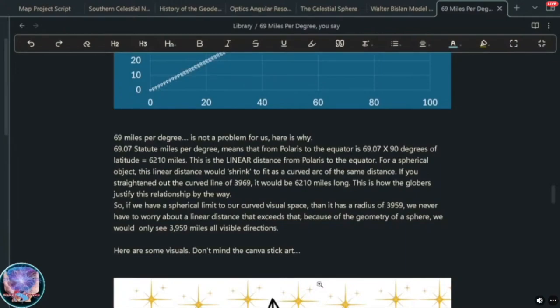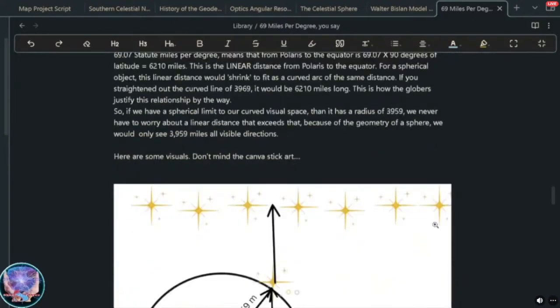So if we have a spherical limit to our curved visual space that has a radius of 3959, we don't have to worry about that linear distance that exceeds that, because of the basic geometry of a sphere, that radius would only see that distance in every direction, okay? That already utilizes the linear relationship of the sphere. It is no longer linear, it's in 3D physical space. Everyone clear? We got some visuals to go over, but don't mind the stick art.